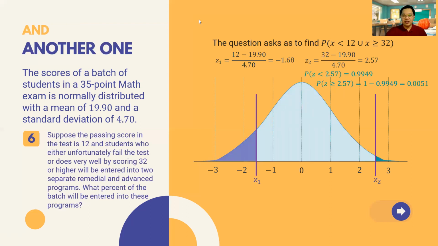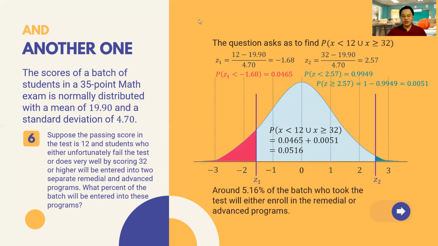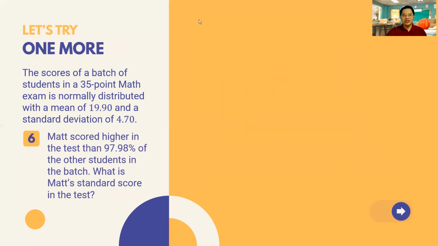So adding the areas to the left of z sub 1 and to the right of z sub 2, we should be able to find the probability or the percentage, because in this case, we're interested in the percentage of the students who will either be taking a remedial program or enrolling themselves in an advanced program. And that happens to be 0.0516 or 5.16% of the whole batch. So we now say that around 5.16% of the batch who took the test will either enroll in the remedial or the advanced programs. All right, here's one more.